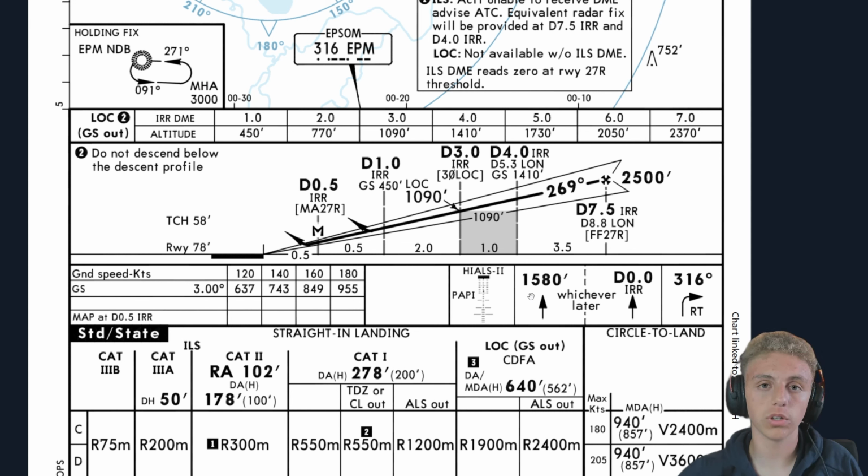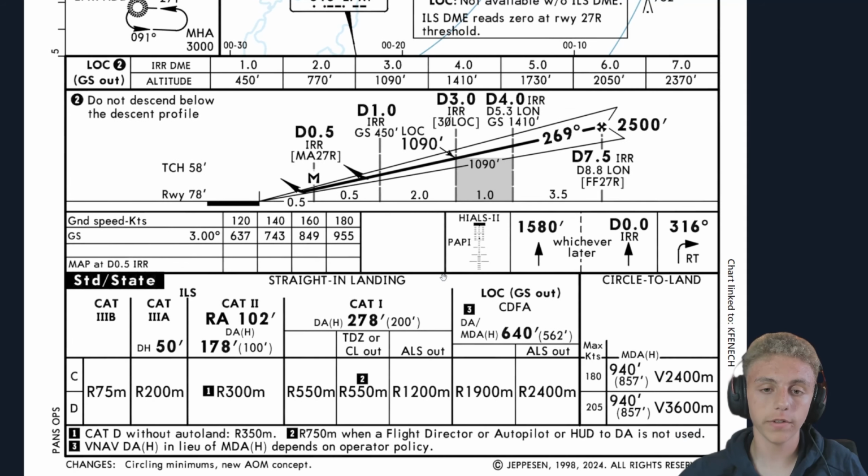This over here shows you what lighting there is. There is HIALS 2, high intensity approach lighting system 2, so that is high intensity but to a category 2 standard, which is lower visibility, and the poppy lights over here. And over here we have the minimums.